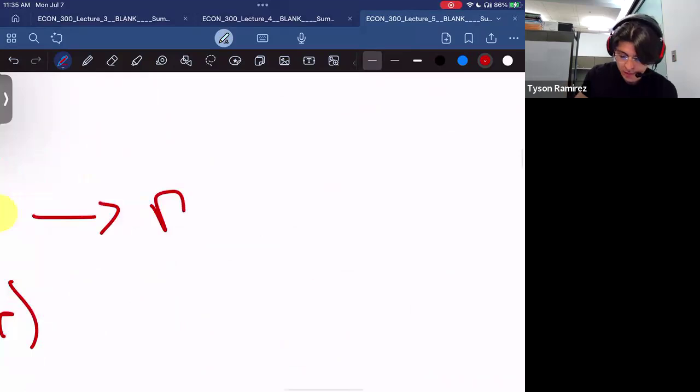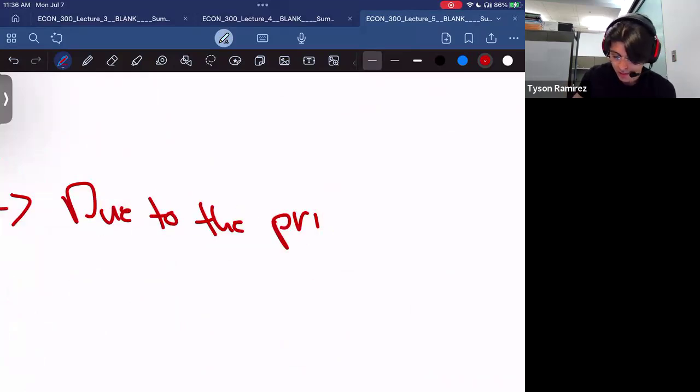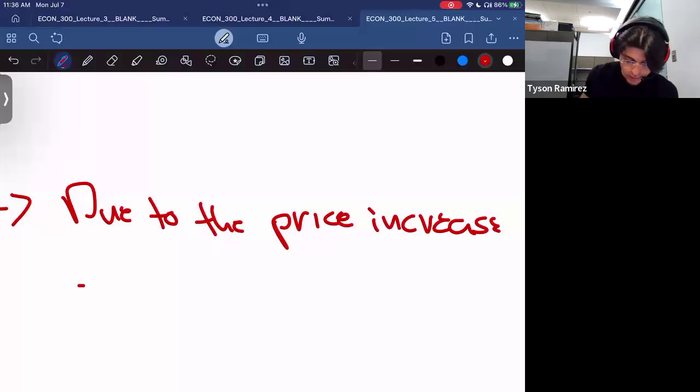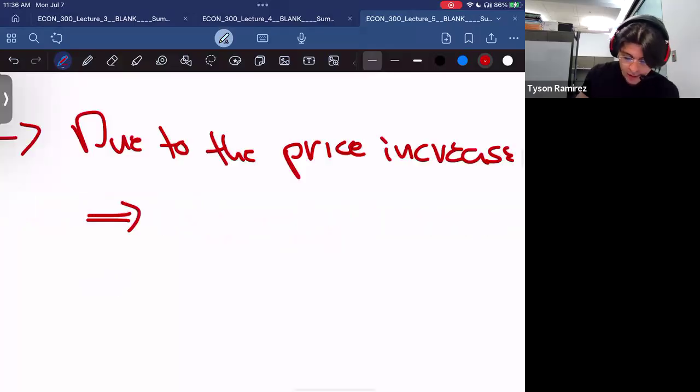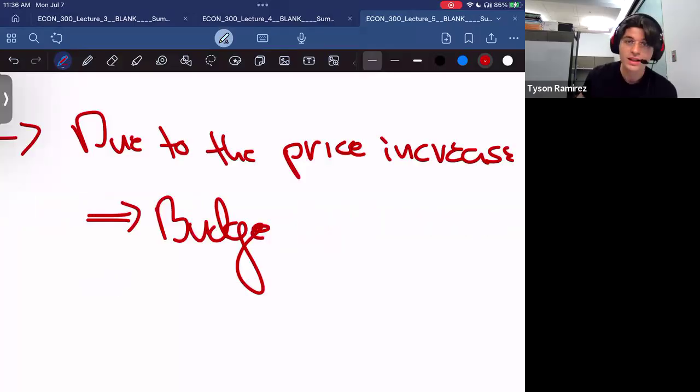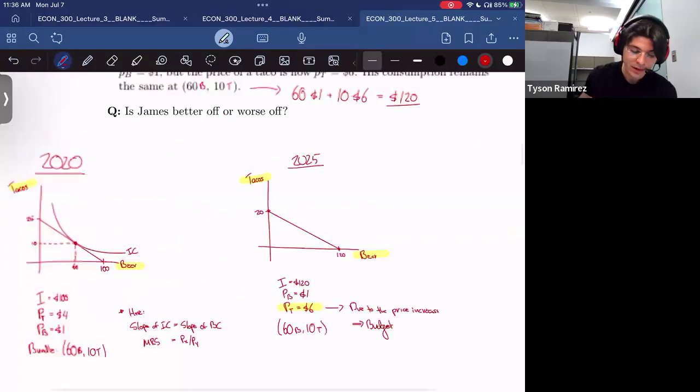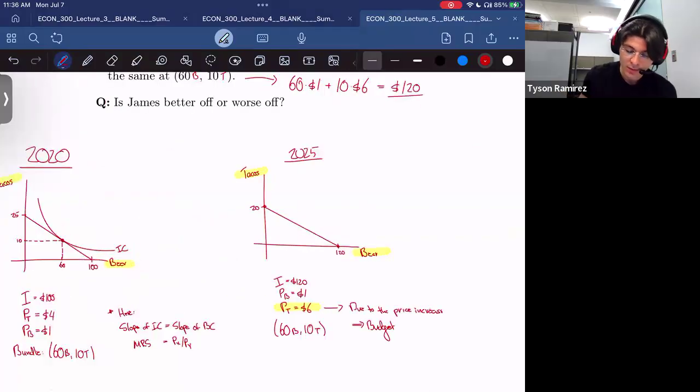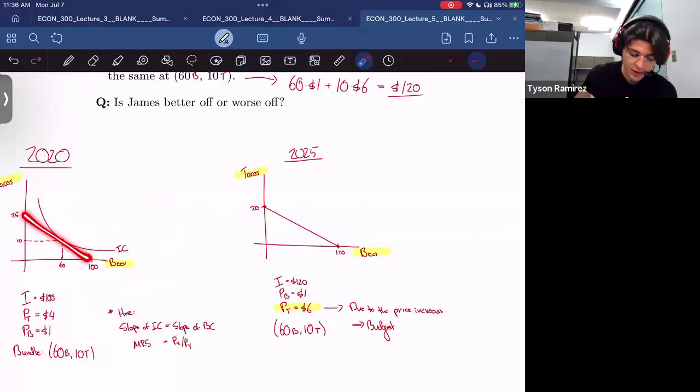I think I drew it well enough to see that due to the price increase, the budget line became flatter. The budget line became flatter. You can kind of see this visually, that here it's a bit steeper than it is here. It's a bit flatter. And why is that? Because the price of the tacos went up, and so that brought the Y value, the Y intercept, down.